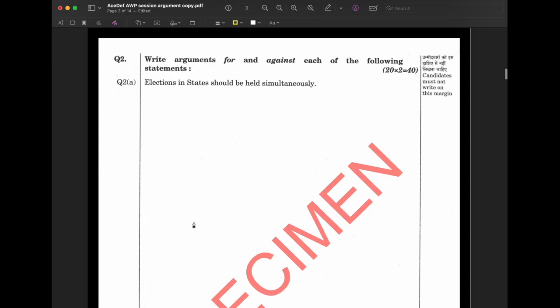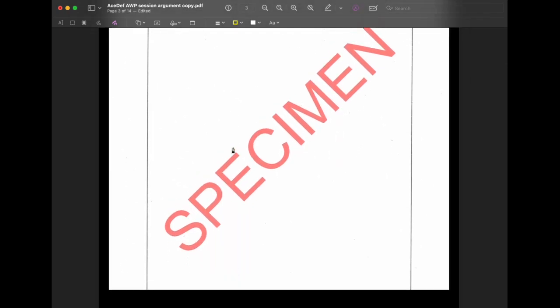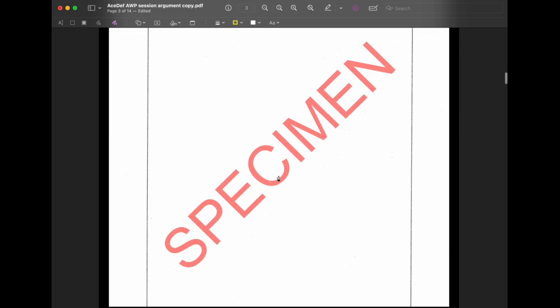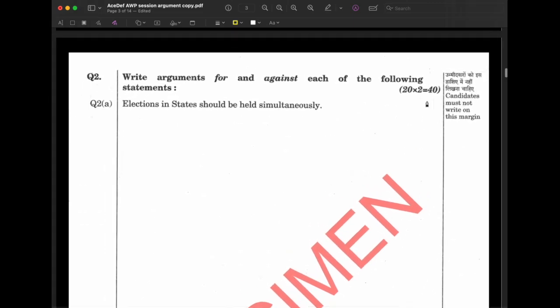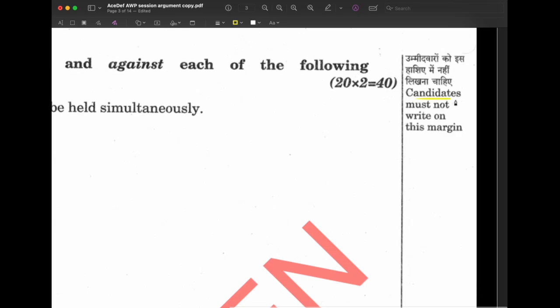Okay, so now let us come to the QCAB. Now this is an official specimen photo from your QCAB. I have downloaded this from the UPSC website. Now this you have to read very carefully. Candidates must not write on this margin.